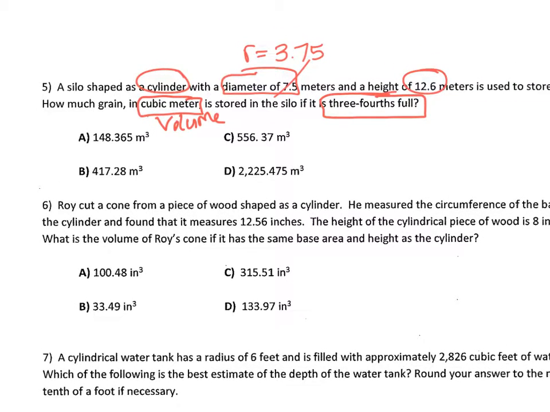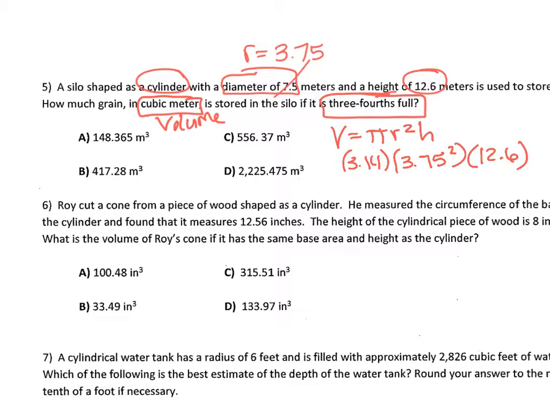So we want the formula for volume of a cylinder. Area of the base times height, pi r squared times height. Your base is a circle. Plug those numbers in, 3.14, 3.75 squared times 12.6. Now when I solve for this, is that going to be my answer?